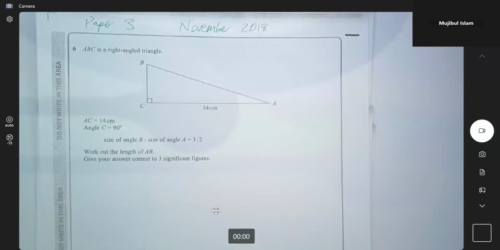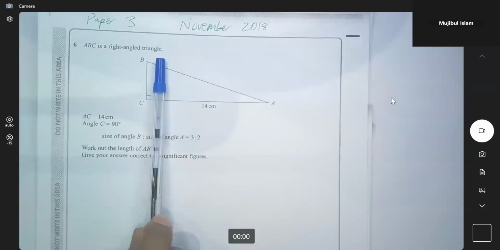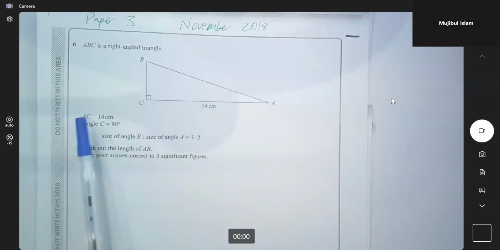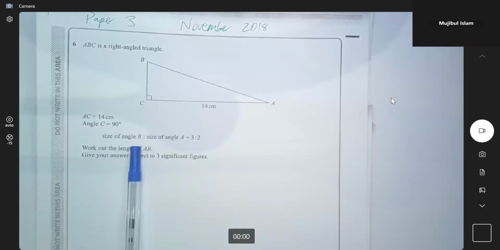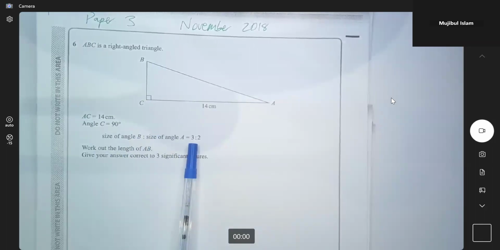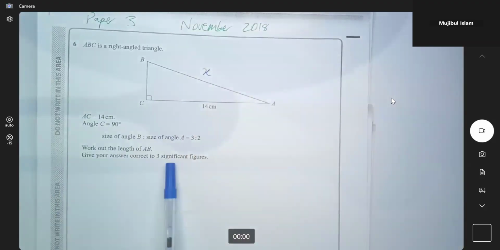All right. Next one. Let's go back to this question. You can see from this question, ABC is a right angle triangle. AC is 14, angle C is 90. The size of angle B to the size of angle A is 3 to 2. Work out the length of AB. AB is X here. Give your answer correct to 3 significant figures. So the time now is 21. Off you go.